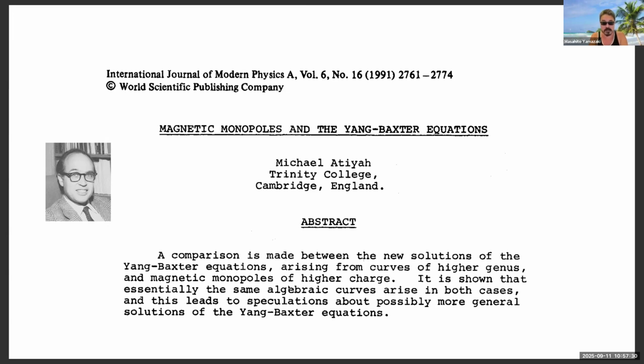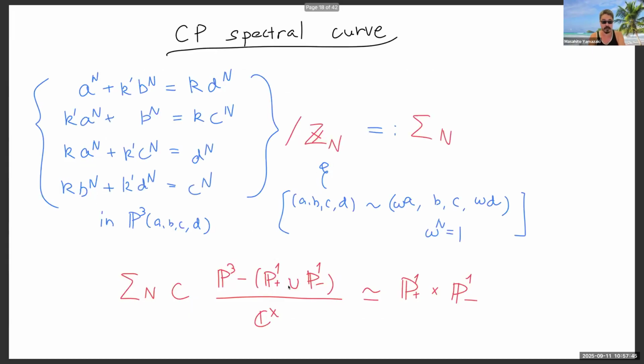And that raises a lot of questions. Maybe there is a more direct correspondence, or maybe one can incorporate the insight on one side to learn about the other side, and so on. So what did he observe?